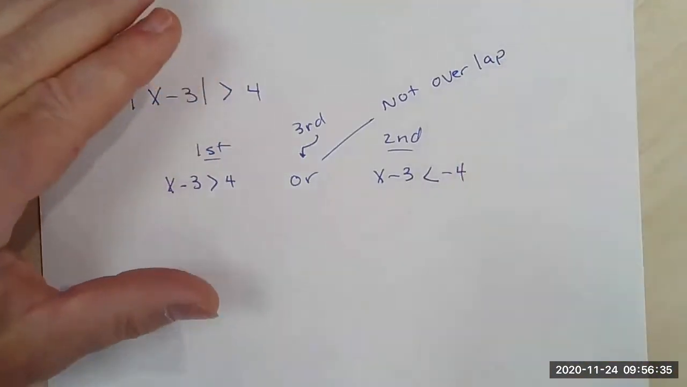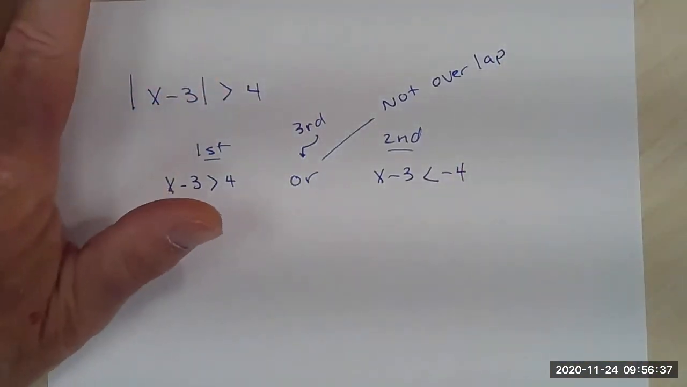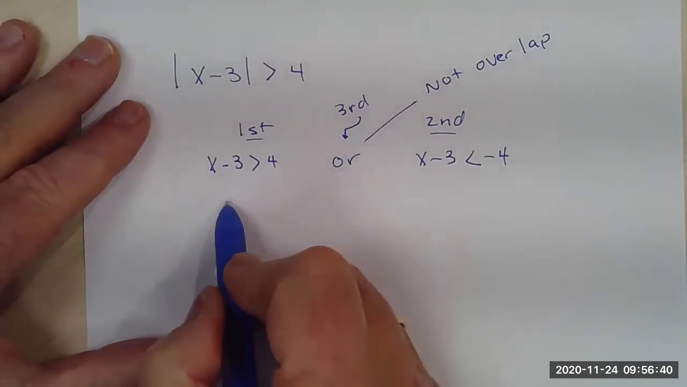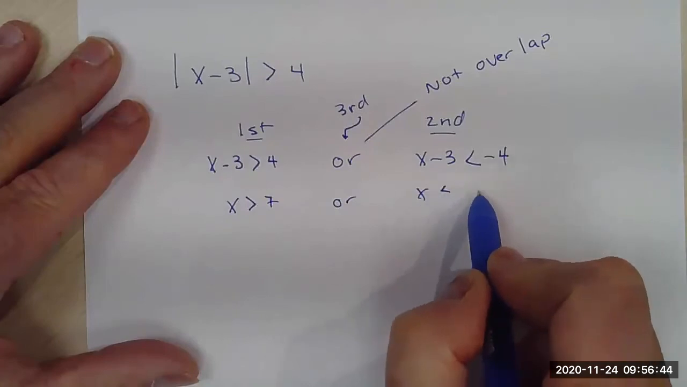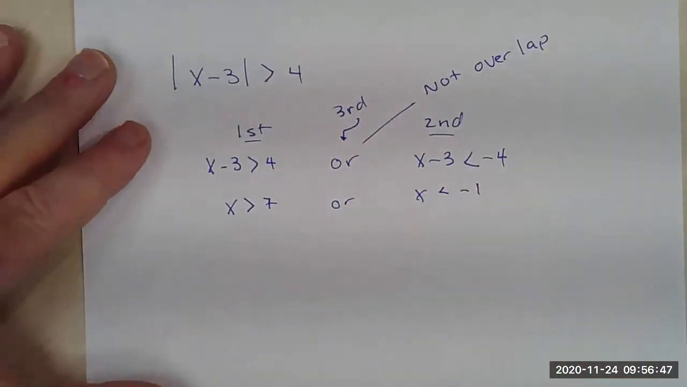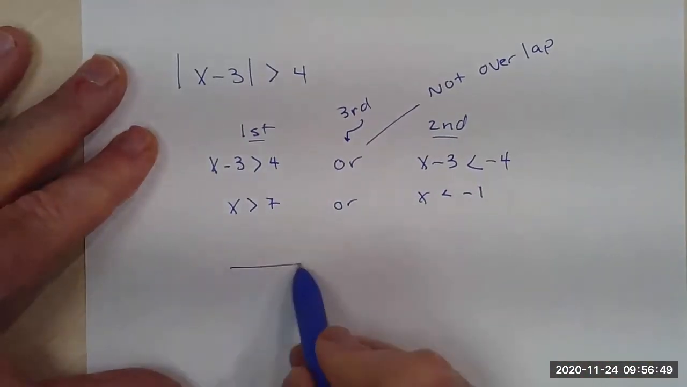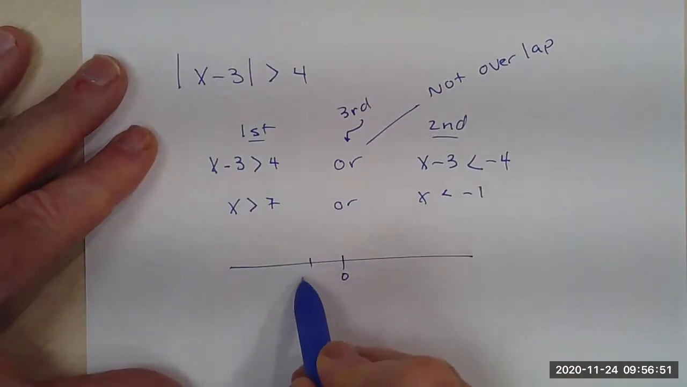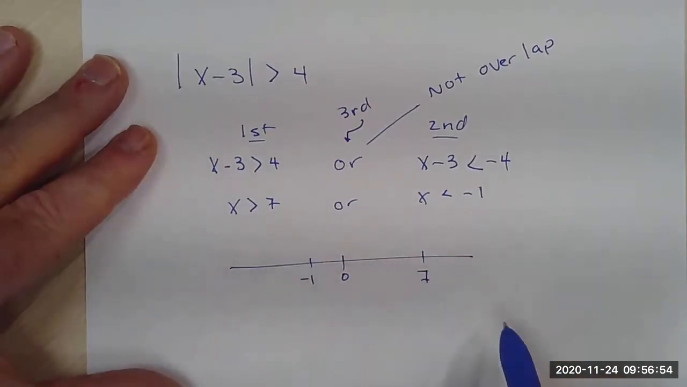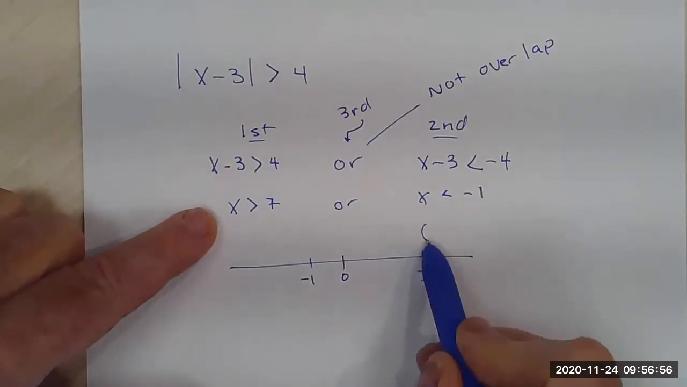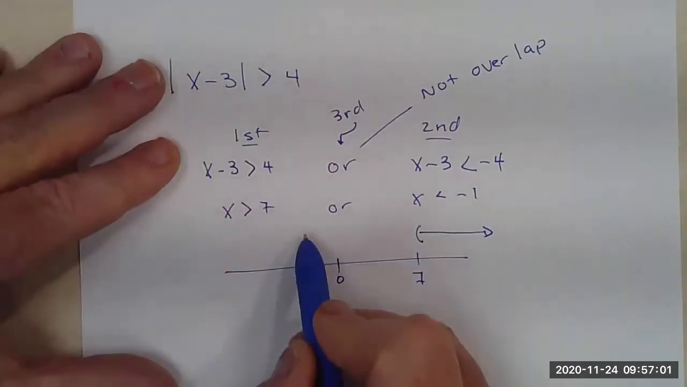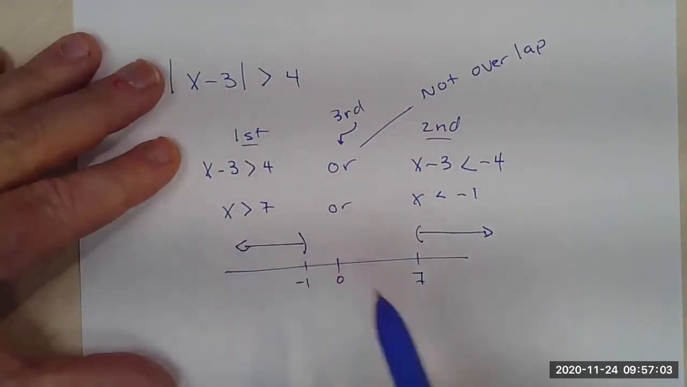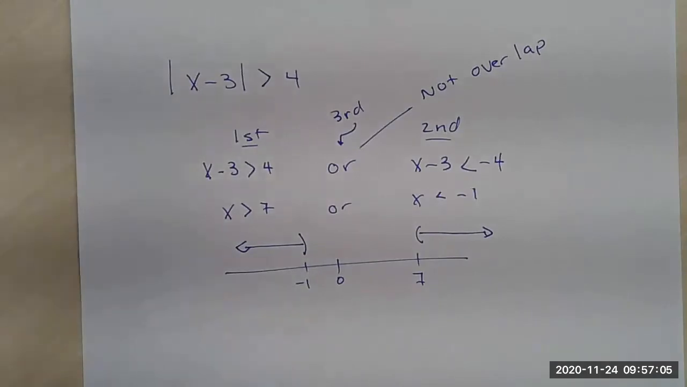So and is the overlap, or is not the overlap. Solve these independently. Graph them independently. So 7 bigger, oh, it goes this way. -1 smaller than that. There is no overlap. So no overlap.